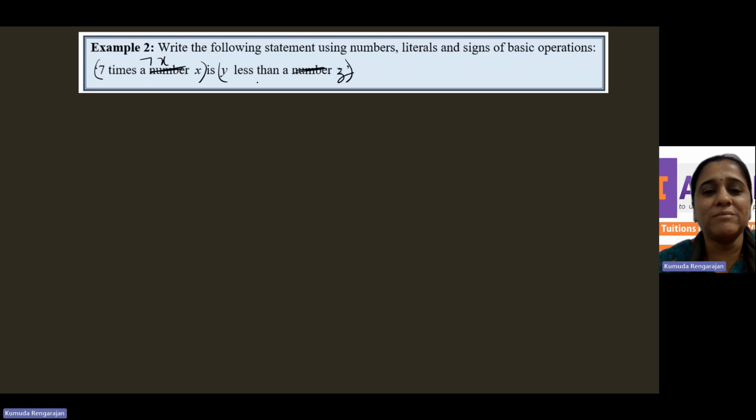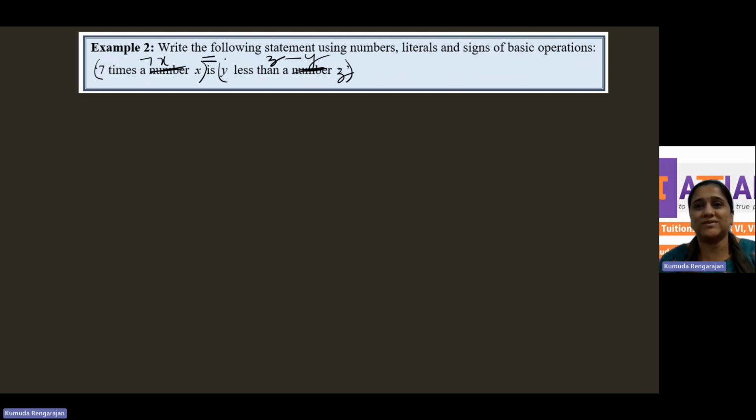Y less than, I'm removing the word number. So y less than z is z less, what is after less than? Z. Write that first. Less than means minus y. Is means equal to. That's all. 7x is equal to z minus y. That's the equation. Very good. That's an algebraic equation.